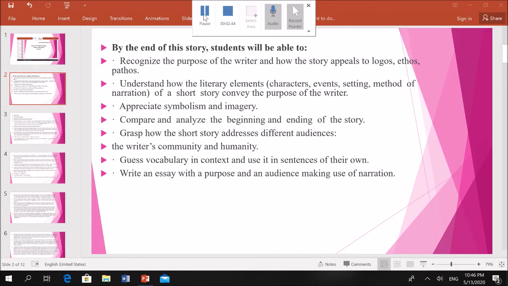Guess vocabulary in context and use it in sentences of their own. Again, as we said before, when we read a comprehension text, sometimes we come across difficult words and we have to guess the meaning.